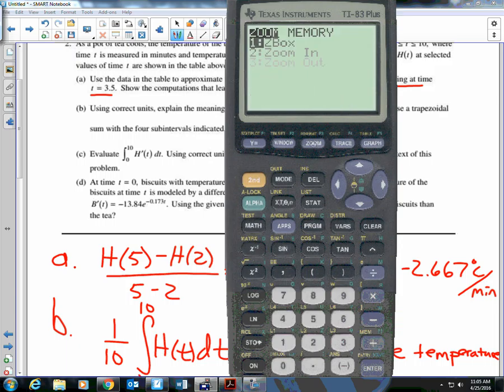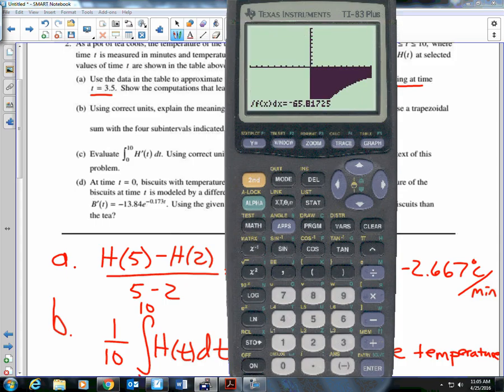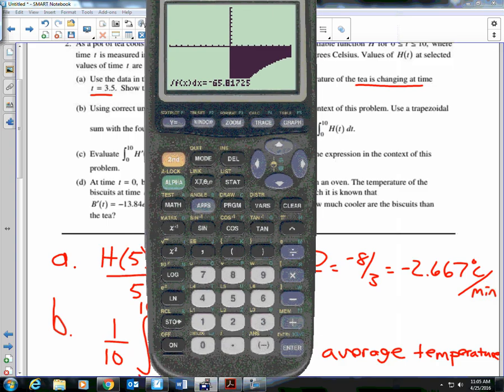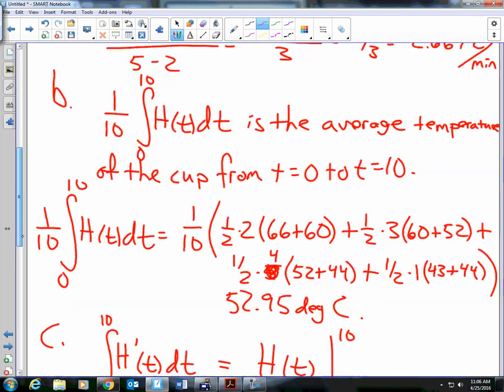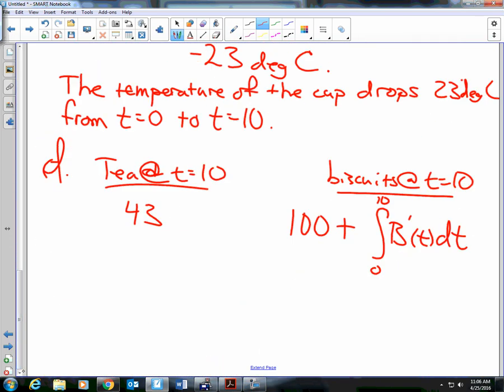My graph is out of whack. It's doing something else earlier. So I calculate number 7. I go from 0 to 10. I get negative 65.817. So 100 plus negative what? 65 point.